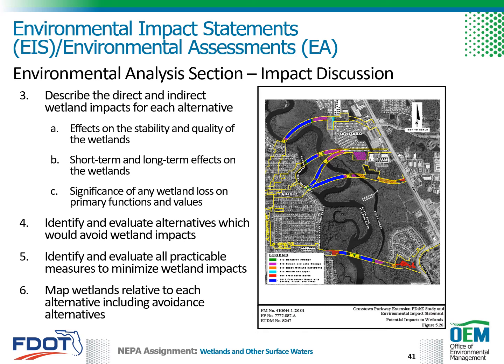The impact discussion should address each alternative's impact on wetlands, providing the acreage of direct and indirect impacts at each wetland. Wetland functional loss should be evaluated and summarized to document the project's effects on the stability and quality of the wetland, short-term and long-term effects on the wetlands, and the significance of any wetland loss on primary functions and values. Avoidance alternatives must be identified and evaluated, and impact minimization measures should be discussed. Maps should be included to show the location of wetlands in relation to each alternative under consideration.